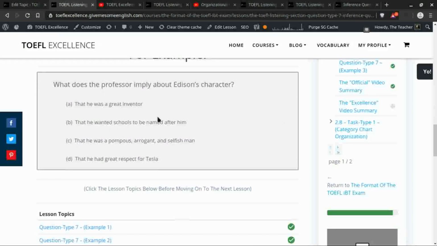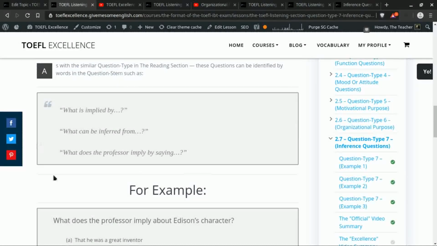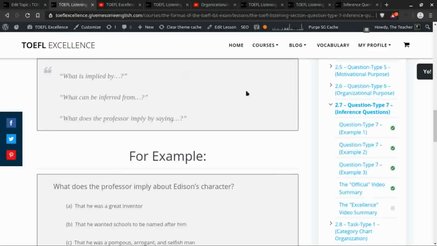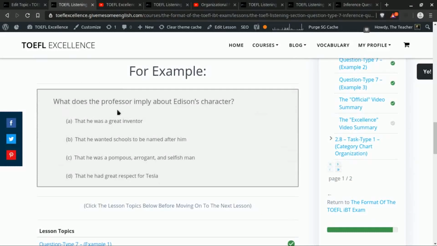As an example, you will always see in the question stem something like what is implied by, what can be implied by, what can be inferred from, or what does the professor imply. It's usually done in a lecture setting, so it'll usually be a professor giving a lecture. It could be a conversation, but usually not with this question type. So that's what the question will start with. Here's an example: What does the professor imply about Edison's character?